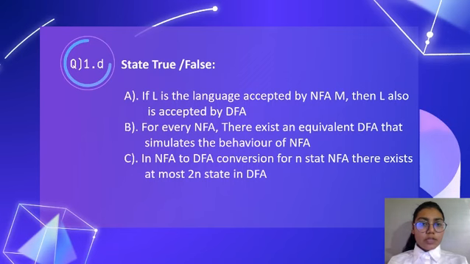This is the fourth part of question 1. In this question, we have some statements, and we have to identify which statement is true or which is false. Statement A is: if L is a language accepted by NFA M, then L is also accepted by DFA. Statement B is: for every NFA there exists an equivalent DFA that simulates the behavior of NFA. Statement C is: in NFA to DFA conversion, for an n-state NFA, there exist at most 2 to the power n states in DFA.